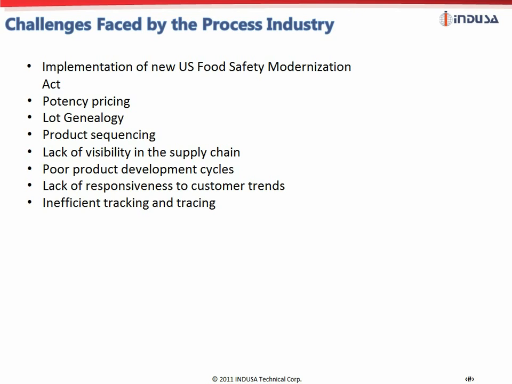Product sequencing considers demand for a product having a certain characteristic that can prove problematic if produced out of sequence. Lack of complete visibility throughout the supply chain, which is difficult, is very essential in the process industry. Slow product development cycles, poor responsiveness to consumer trends, inefficient management of the supply chain, and inappropriate tracking and tracing are additional challenges.